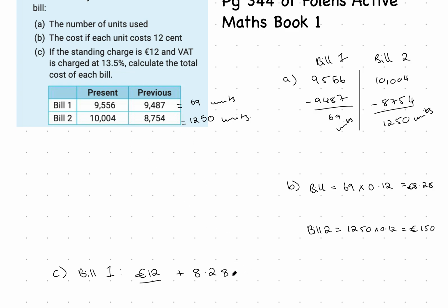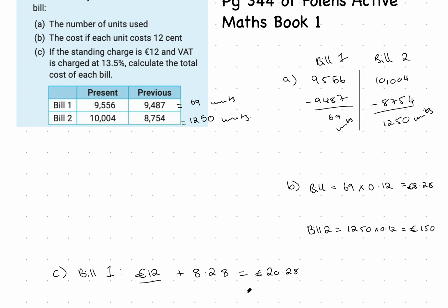Now before we figure out what that is, we'll need to get our total here. So we have 12 plus 8.28, which is going to be 20.28, so €20 and 28 cents.